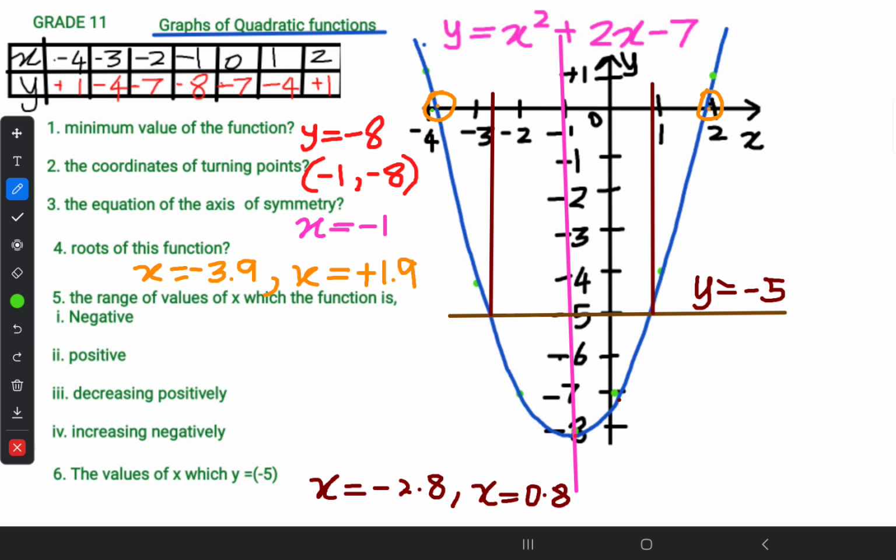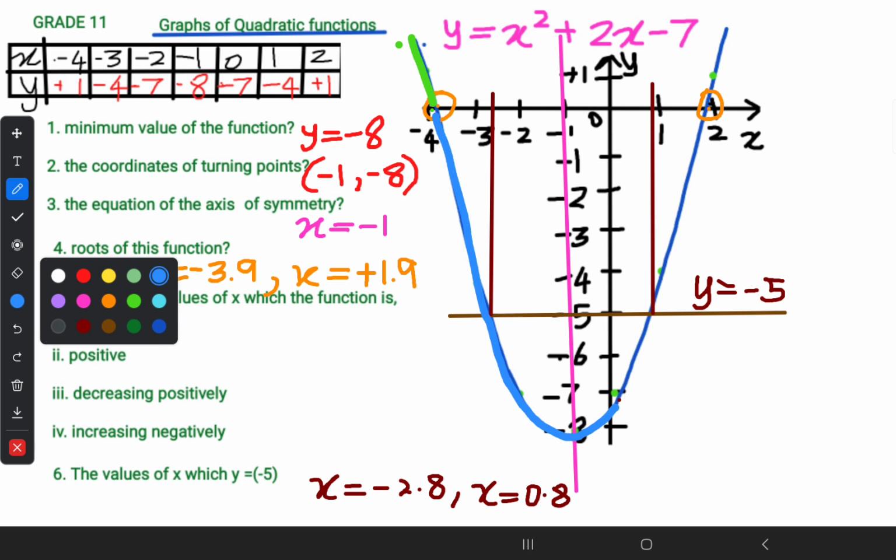Then let's come to our last part. For that, you have to split this total graph into 4 quarters. So this is quarter 1, and for the second quarter I will use another color, blue. Okay, this is our quarter 2.